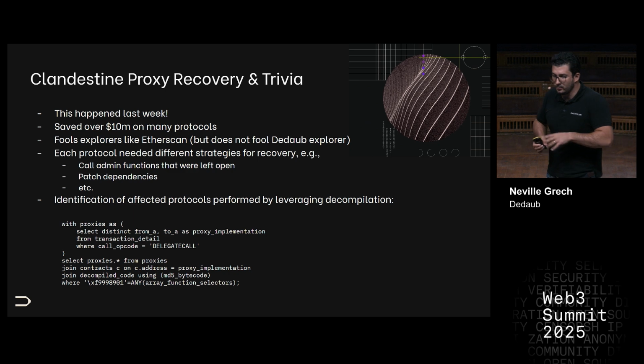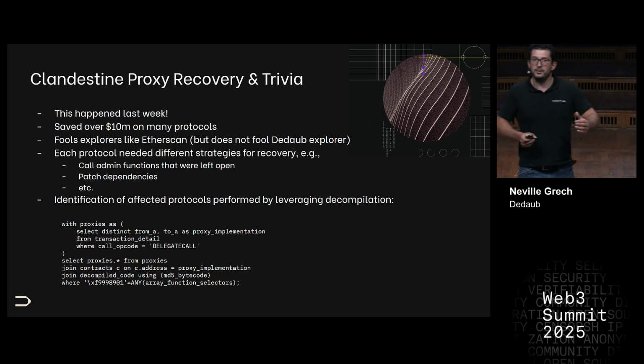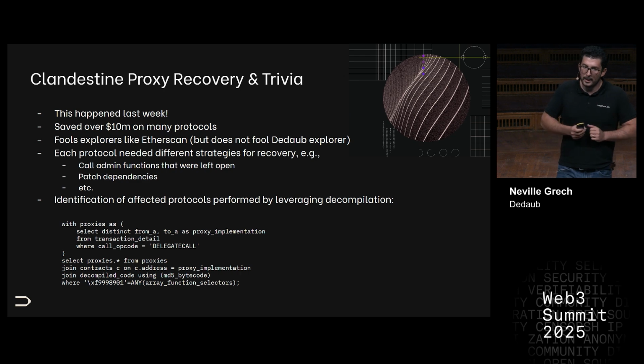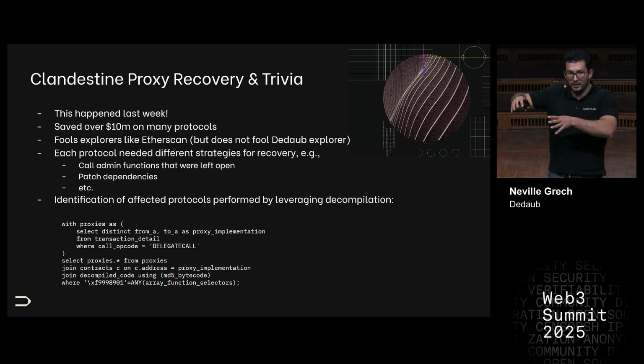But there were ways in which we could recover this because there were certain admin functions that were still exposed, so the attacker didn't block every single admin function. So yeah, we couldn't completely patch the dependency, but this smart contract, which is vulnerable, is still there, but now becomes deprecated.